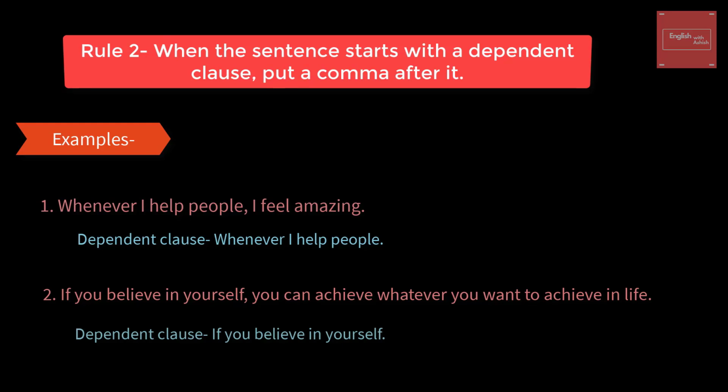Now let's talk about rule number three. This is one of the most common mistakes that we people make. We bring two independent clauses together with a comma. We simply cannot do that. In English, this is called a comma splice.